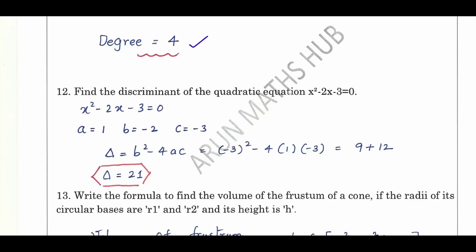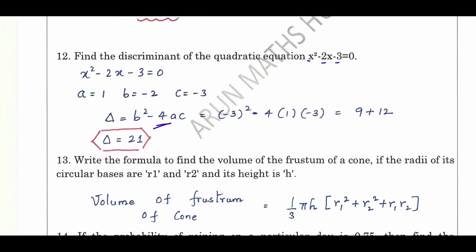Find the discriminant of the quadratic equation x square minus 2x minus 3 equals 0. Discriminant delta equals b square minus 4ac, where a is 1, b is minus 2 and c is minus 3. Delta equals minus 2 square minus 4 into 1 into minus 3. What we get is minus 2 square is 4, minus into minus is plus, 4 3s are 12, 4 plus 12 is 16. Therefore the discriminant delta equals 16.